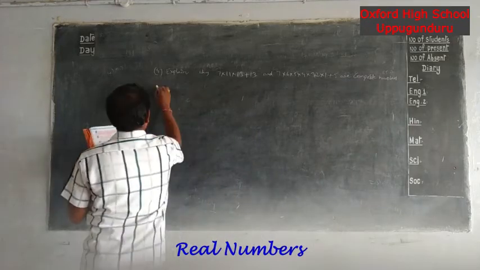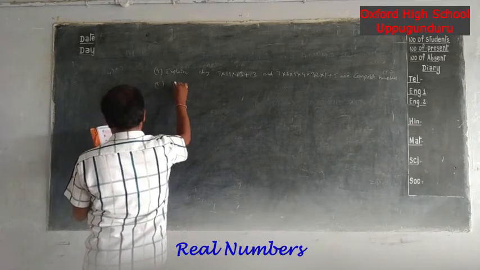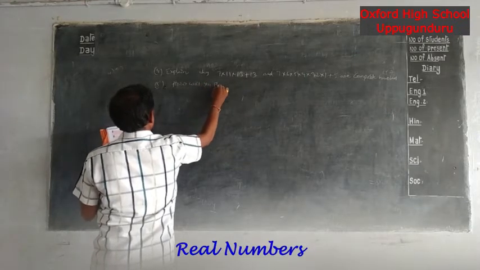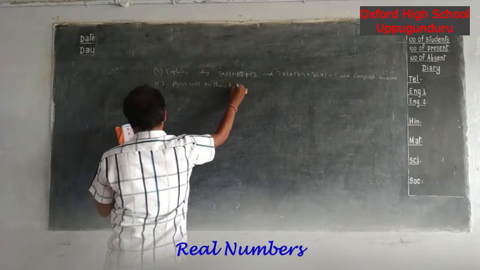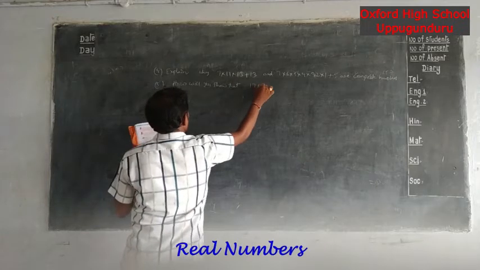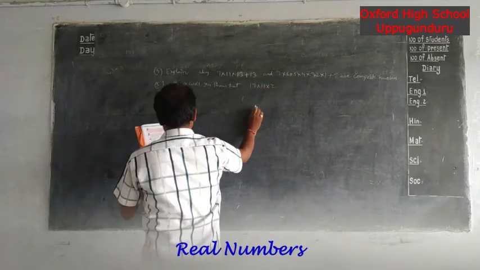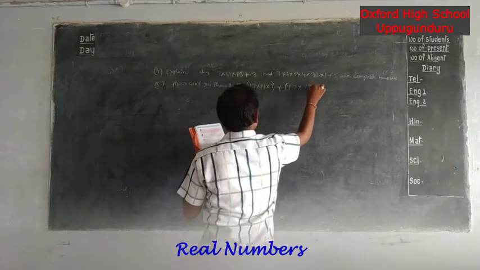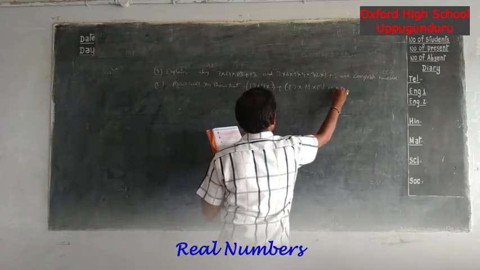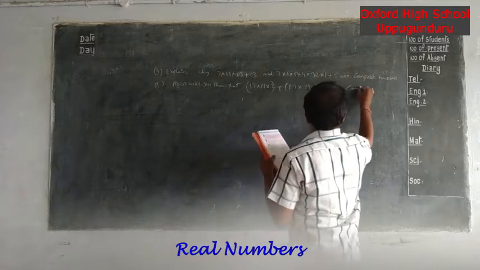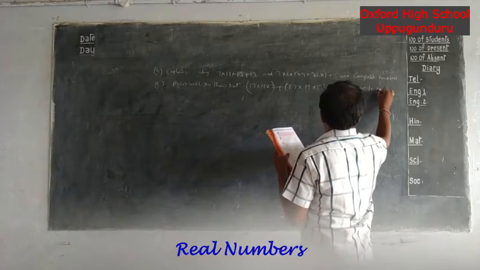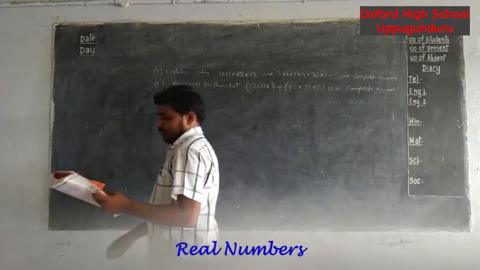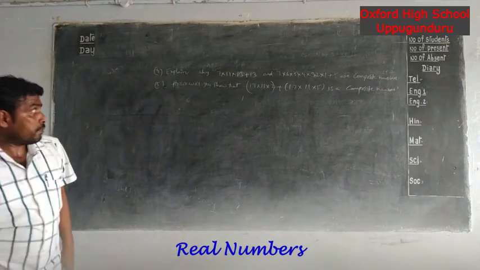Next one, fifth one also. How will you show that 17 into 11 into 2 plus 17 into 11 into 5 is a composite number? This is about the fourth and fifth problems.